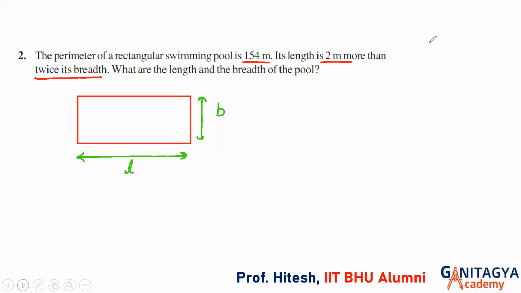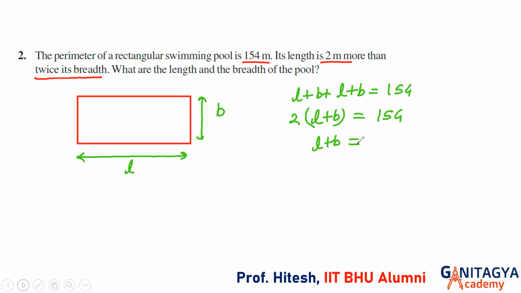Okay, let me also solve. So this is nothing but our rectangular swimming pool. Now the perimeter is 154. So L plus B plus L plus B is 154. So you can write L plus B into 2 is 154. So L plus B will be 154 upon 2. So how much is it? 154 upon 2 is, tell me, 77.